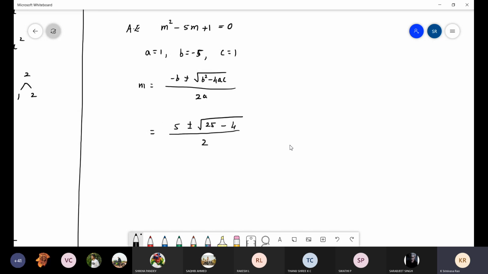What is the root you will get? 5 plus or minus root 21, no? Is it right? Yes, sir. Is it complex? What type of root is this? Real root. Real, actually. Okay.